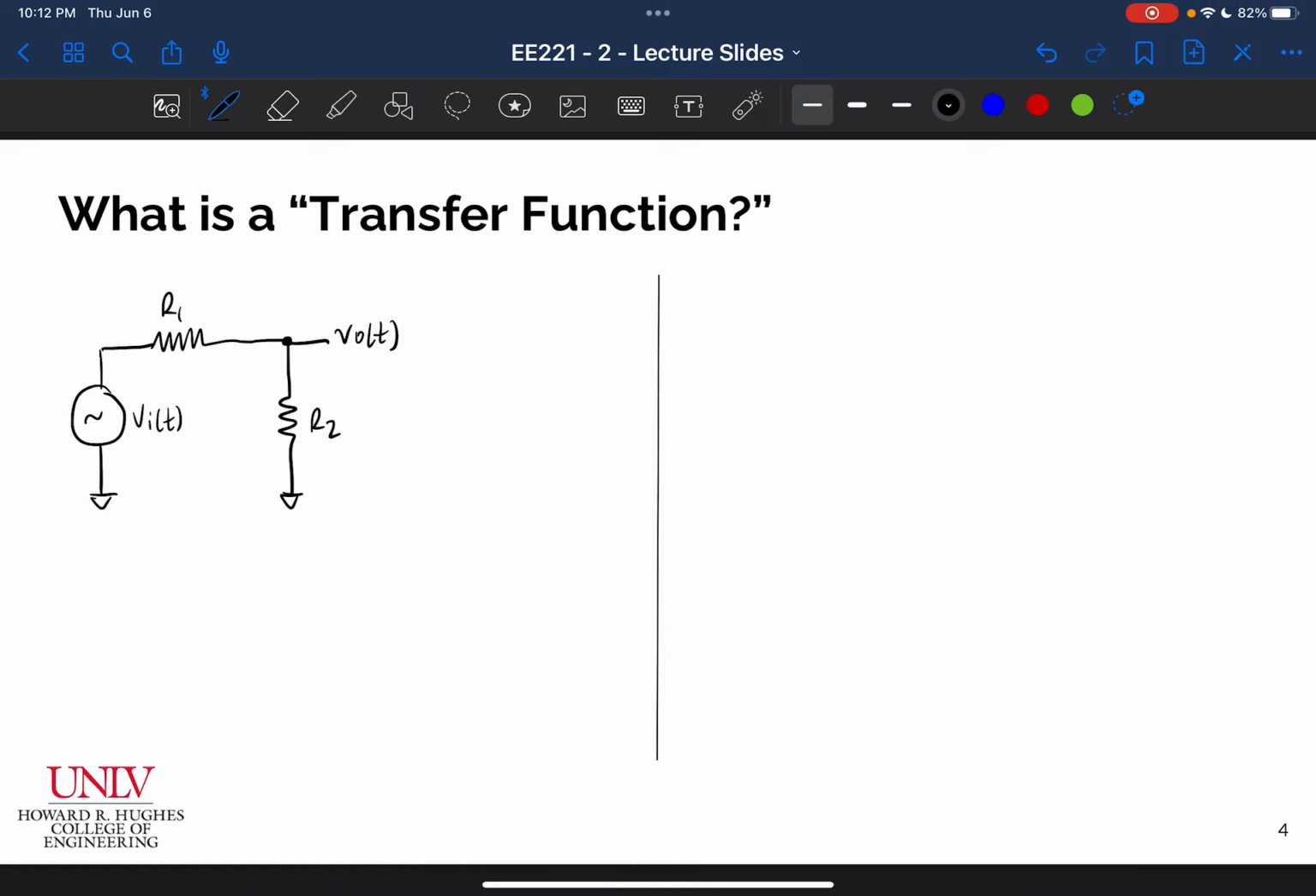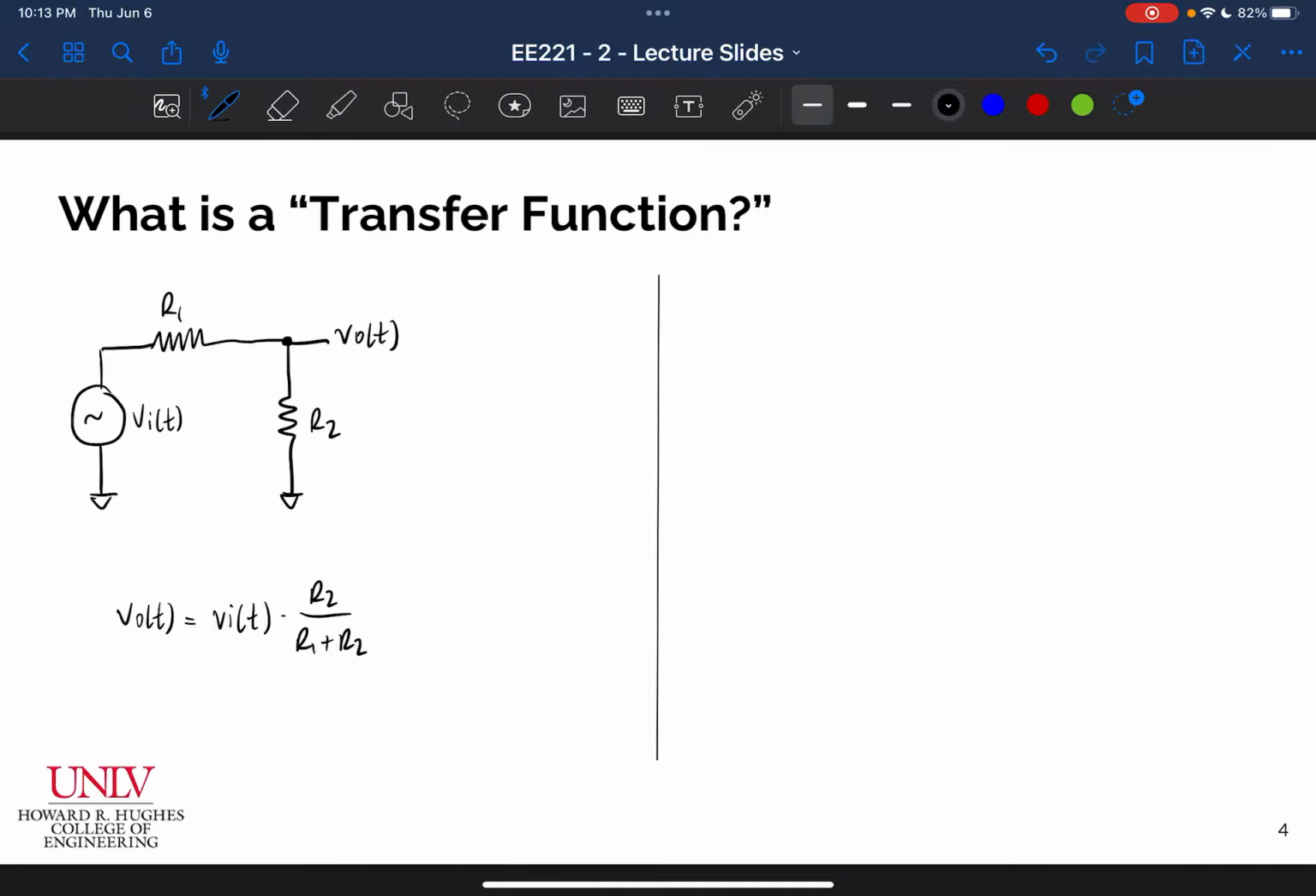And of course, you should be able to recognize this pretty quickly as a voltage divider, which we already know the equation for. The voltage divider equation is V out of t equal to the input voltage, V in of t, multiplied by R2 over R1 plus R2, just like that. So that's nothing new. So what is a transfer function?